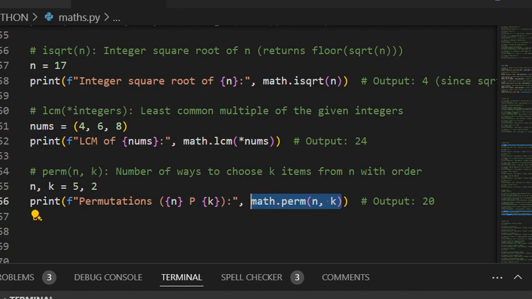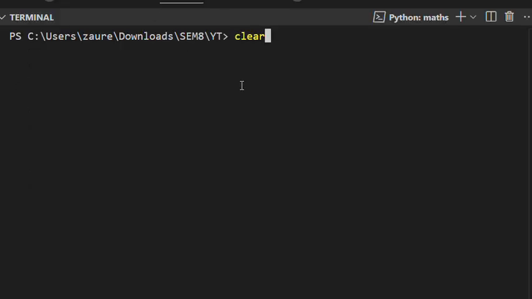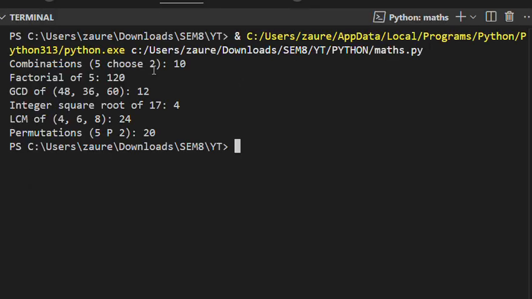Now we'll show these outputs. So the combination of 5 choose 2 is 10, so its output is 10. The factorial of 5 is 120, so its output is 120. The GCD of these three numbers is 12, so we are getting output 12. The integer square root of 17 is 4, so we are getting 4. The LCM of 4, 6, 8 is 24, so we are getting 24. Then we have permutation, 5P2 is 20, so we are getting 20 there as the answer.